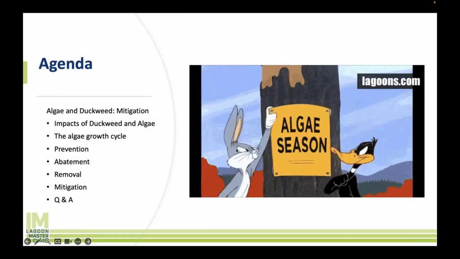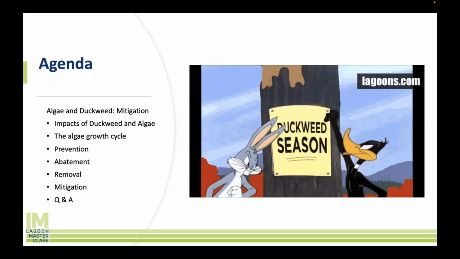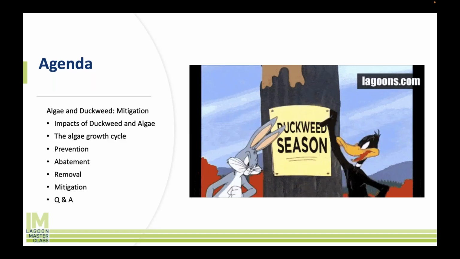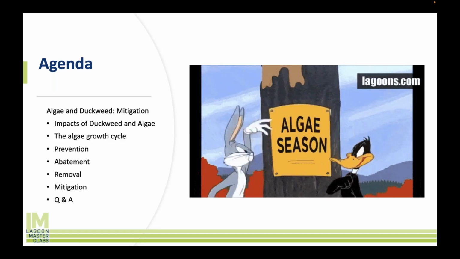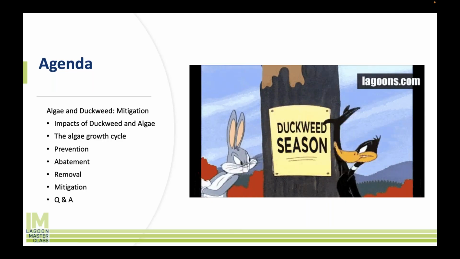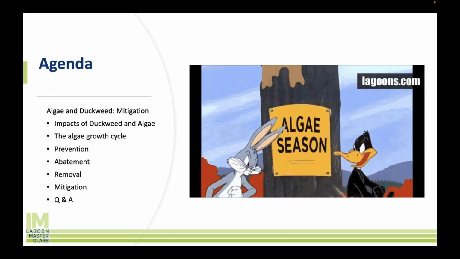Okay, so today we're going to talk about algae and duckweed, particularly how to control and mitigate them. I'm going to take a quick step back and look at the impacts of algae and duckweed and talk a little bit about the growth cycle. This will be a bit of a recap from yesterday, but I think it's applicable and important to set the foundation for the rest of what we'll talk about: prevention, abatement, removal, and mitigation. And then I'm hoping here at the end that we'll have a few minutes for Q&A.